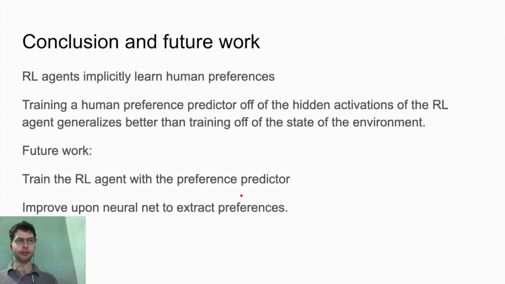So the results showed that reinforcement learning agents implicitly learn human preferences, and also that training a human preference predictor off of the hidden activations of the RL agent does better than just training off of the raw state of the environment. So in the future, I want to try training the reinforcement learning agent using that preference predictor as the reward function, and also to improve upon the neural net to extract the preferences by trying other techniques that might work better.